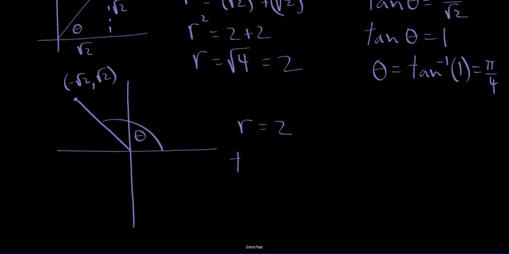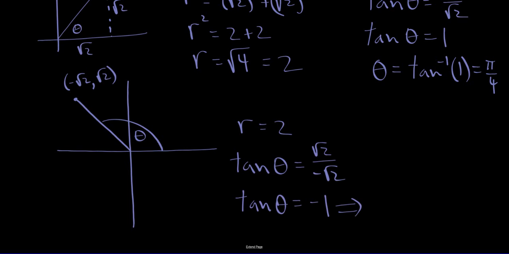And now I'm going to just go in here and say, okay, tan theta equals square root of 2 over negative square root of 2. I just blindly do that. And what I get is tangent theta equals negative 1. Well, now note that if you do inverse tangent of negative 1, you don't get this angle right here. You're not going to get that. What you're going to get is negative pi over 4. That's clearly not the angle that we're in search of. That's an angle in quadrant 4.